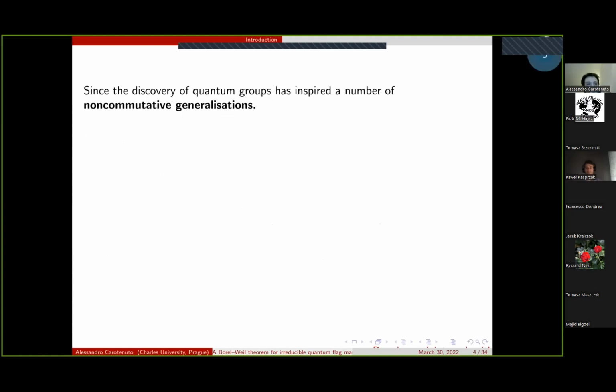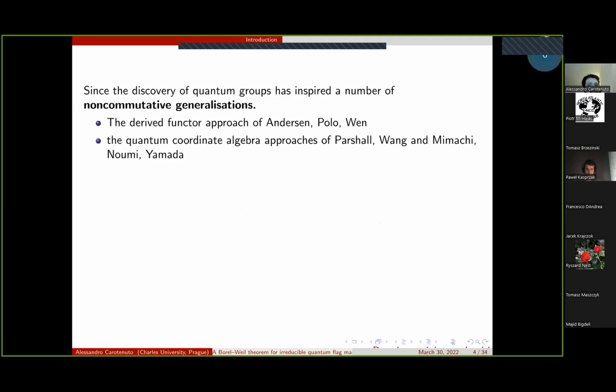So it's not a surprise then that since the discovery of quantum groups, which we consider, as we should, the correct non-commutative generalization of Lie groups, we have seen a lot of non-commutative generalizations of this theorem. Let me mention some. First of all, there were some purely algebraic approaches, like the derived functor approach of Anderson, Paul, and Venn. Then the quantum coordinate algebra approaches of Paschal, Wang, and Mimachi, and Nomi and Yamada.